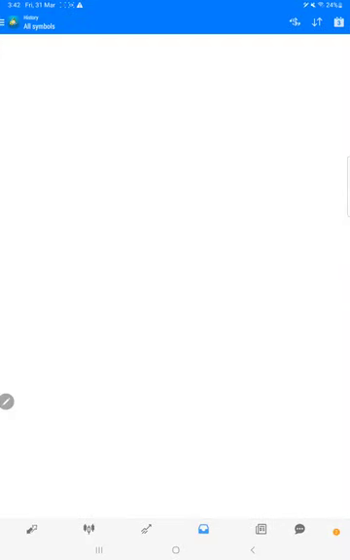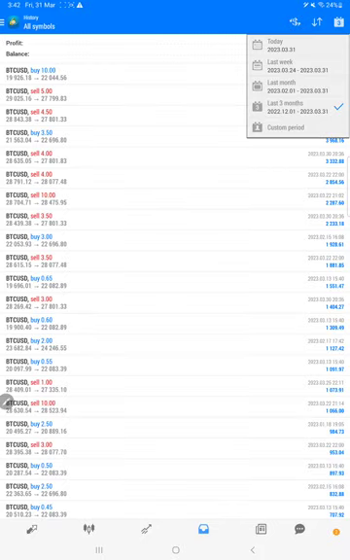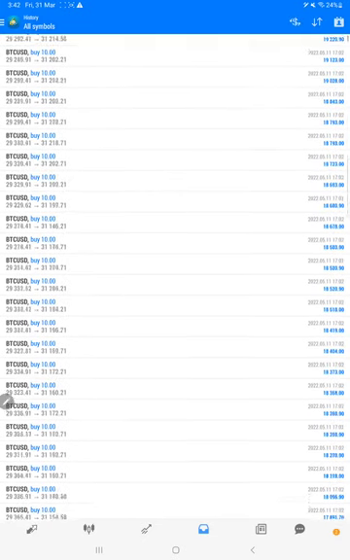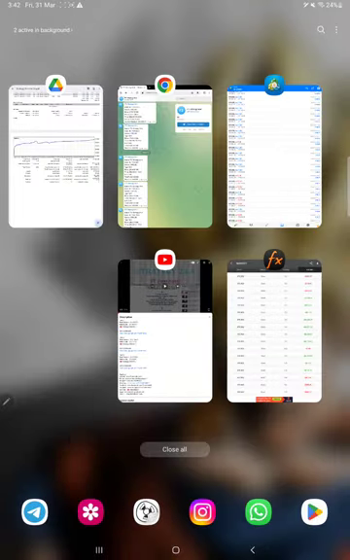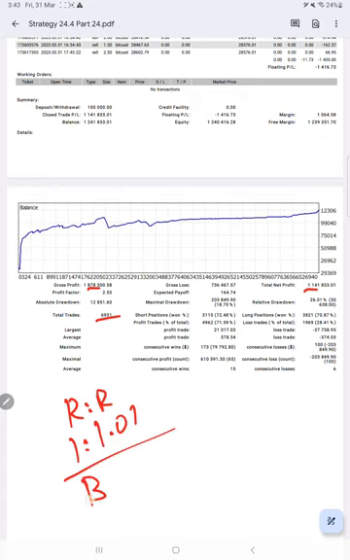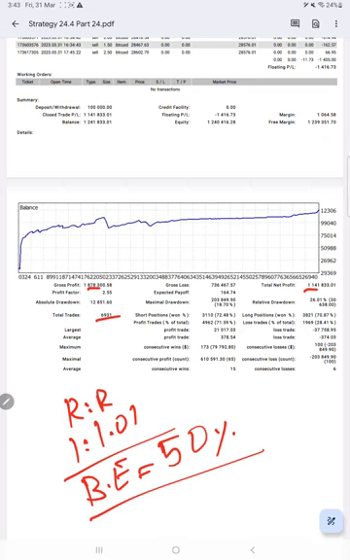And this is the MT4 terminal of this account. Here you will find all the details, and this statement is what will be available. You can download it. Here is the statement of this account: the gross profit, net profit, total trades, 6931 trades. And if we calculate the risk reward for this account, it comes to 1:1.01, and the break-even required for this account to survive, we need at least 50% accuracy. If we calculate, it is 50% minimum accuracy required for this account to survive.